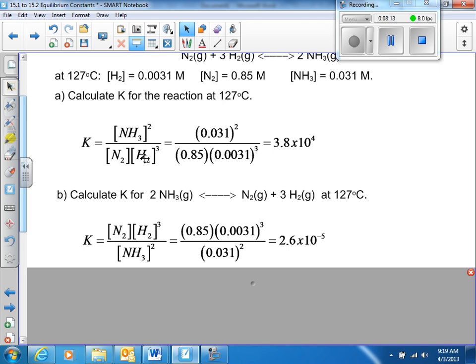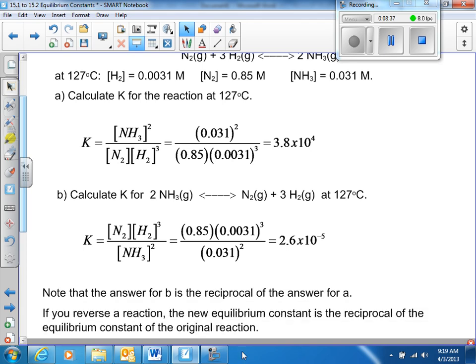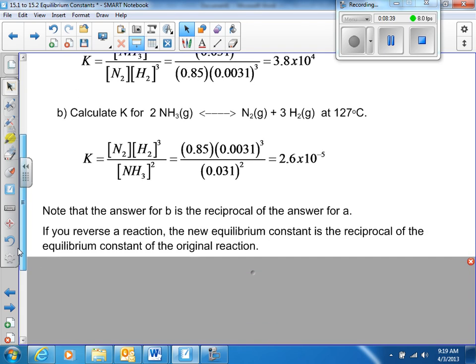Now you should notice right here, if you look at this expression here and this expression here, you should see that they are the reciprocals of one another. If we reverse a reaction, this new K is just 1 over the original K. So if you check mathematically, this number here is equal to the reciprocal of 3.8 times 10 to the minus 4. And I've just summarized what I said right there.